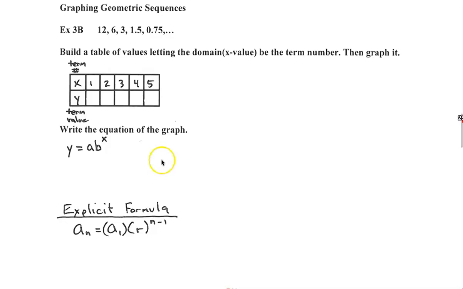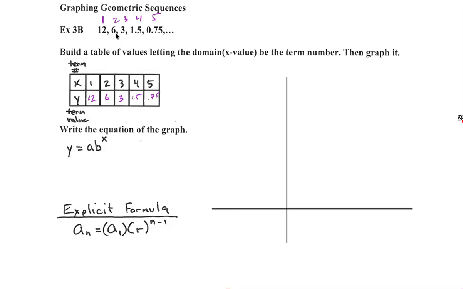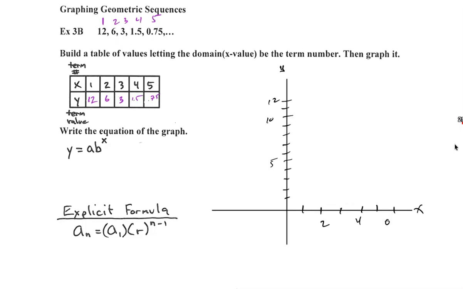Let's do another one real quick, now that we kind of get the concept. So here, this is our first term, second, third, fourth, fifth. So start with 12, then we go 6, 3, 1.5, and 0.75. So I'm going to graph it just real quickly. Let's plot these points. 1, 12 right there, 2, 6, 3, 3, 4, 1.5, 5, 0.75.